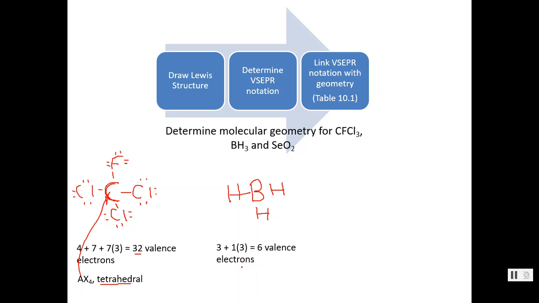Now I'm going to go ahead and distribute my valence electrons, first with single bonds from the outer atom to the inner atom. So I'm going to just go ahead and do this. So let's just say that's one bond.